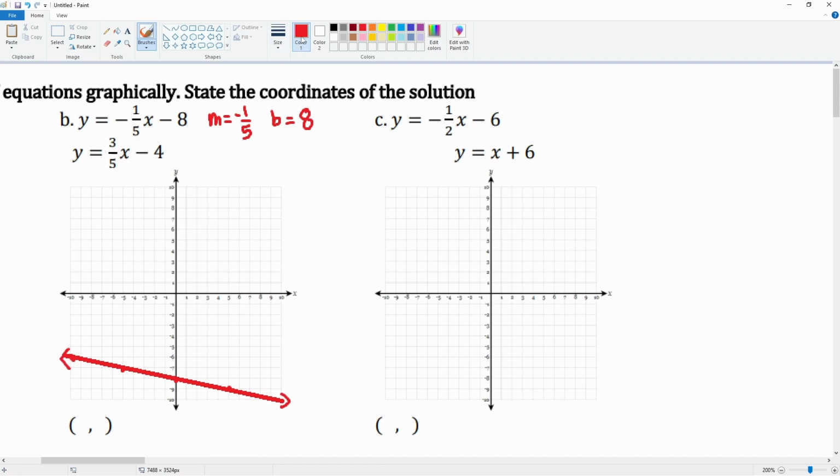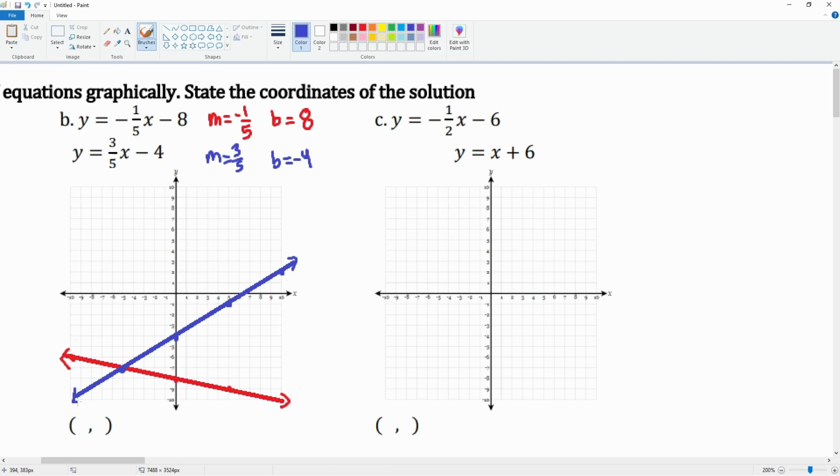And then the next one, the slope is 3 over 5, and the y-intercept here is negative 4. Negative 4 here, so we go up 3, 1, 2, 3, across 5, 1, 2, 3, 4, 5. Up 3, across 5. Let's repeat this. Oh, it looks like it crosses right there. Okay, very neatly. Right, so then I can just extend it.